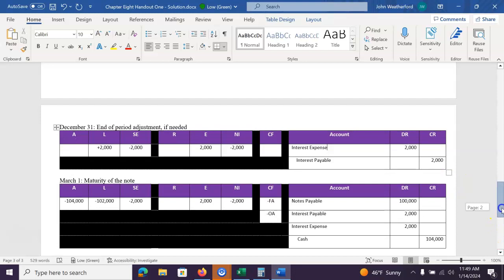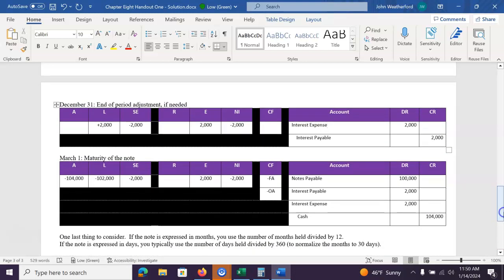All right, let's keep moving here. One last thing to consider: if the note is expressed in months, you use the number of months held divided by 12, and we've done that already. If the note is expressed in days, you typically use the number of days held divided by 360. And I know that's not the number of days in a year, but like 30 over 360 or 60 over 360 reduces to a nice whole number. So your textbook will use 360 there.